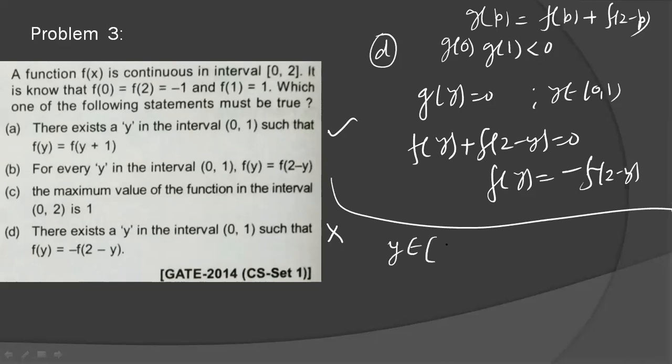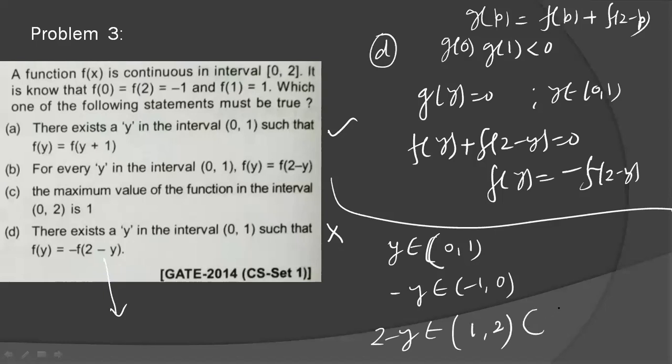Y is between 0 to 1, I am taking. Then see the domain of this function. Minus y will belong to -1, 0. And if we take 2 minus y, then your domain, if you add 2, you will get 1, 2, which is also a subset of 0, 2. It means we can apply intermediate value theorem, because this function 2 minus y is also continuous in the given domain.